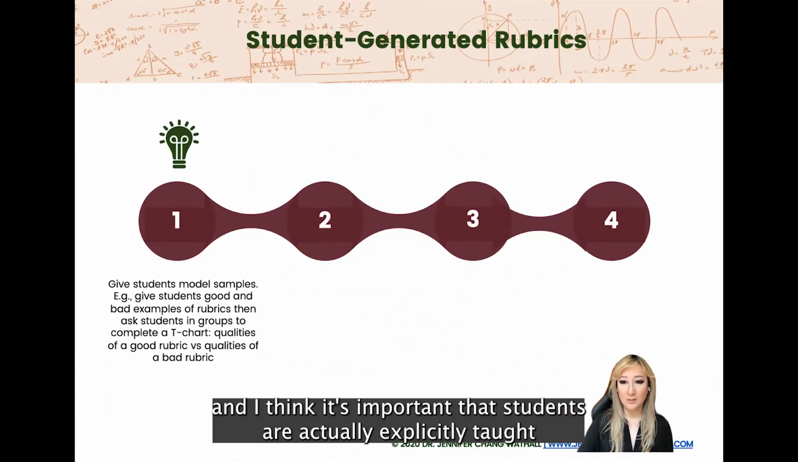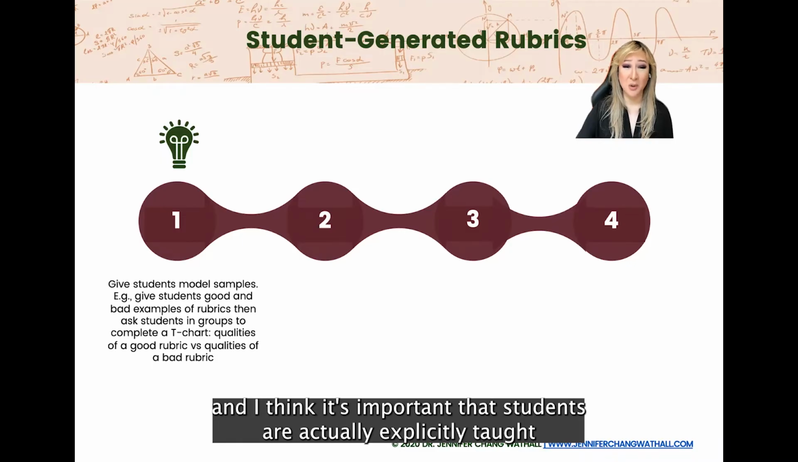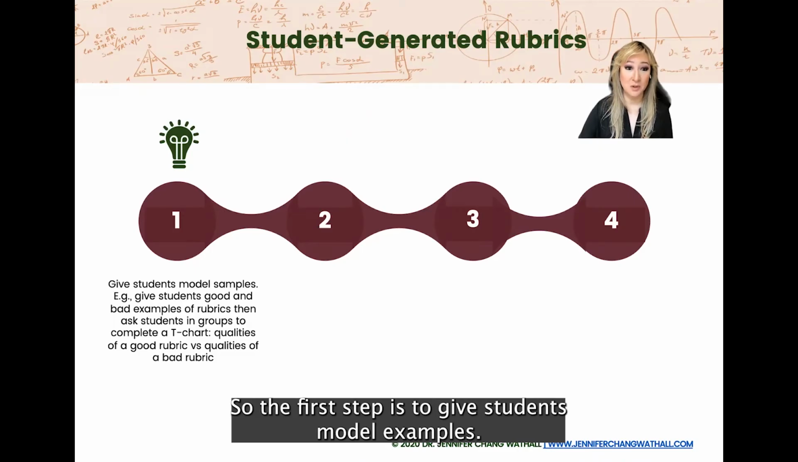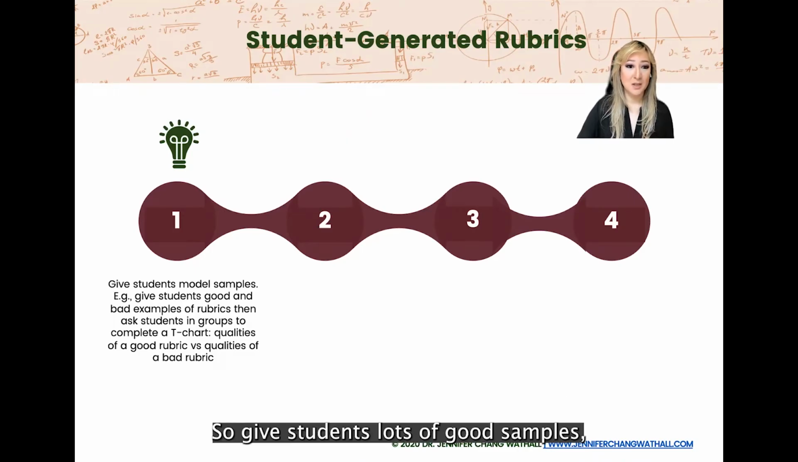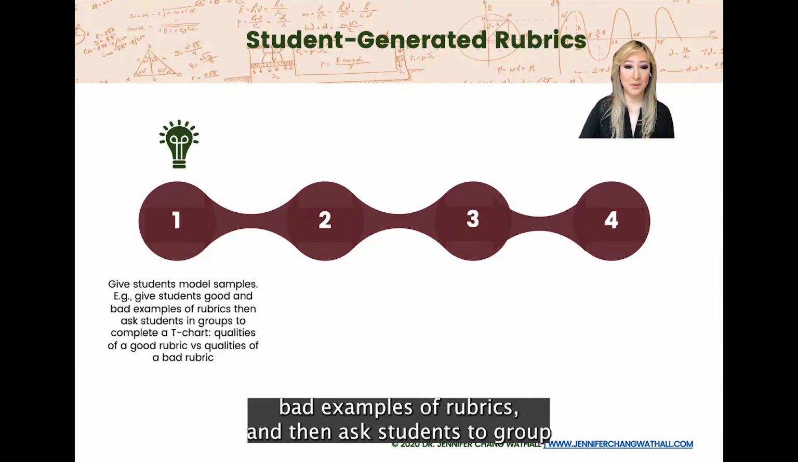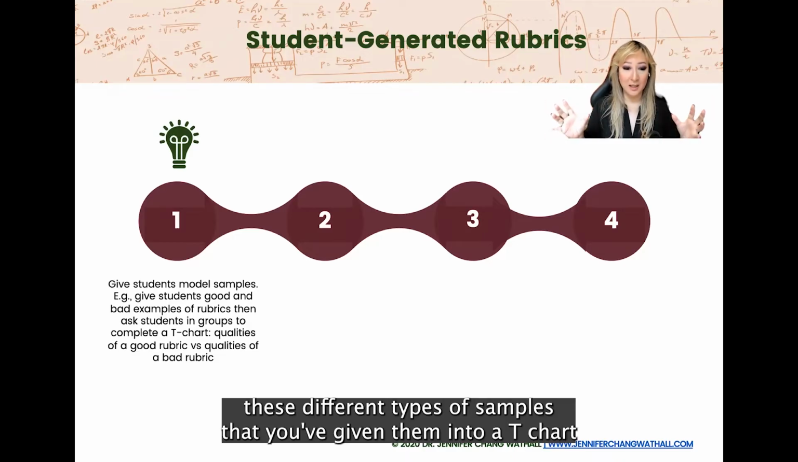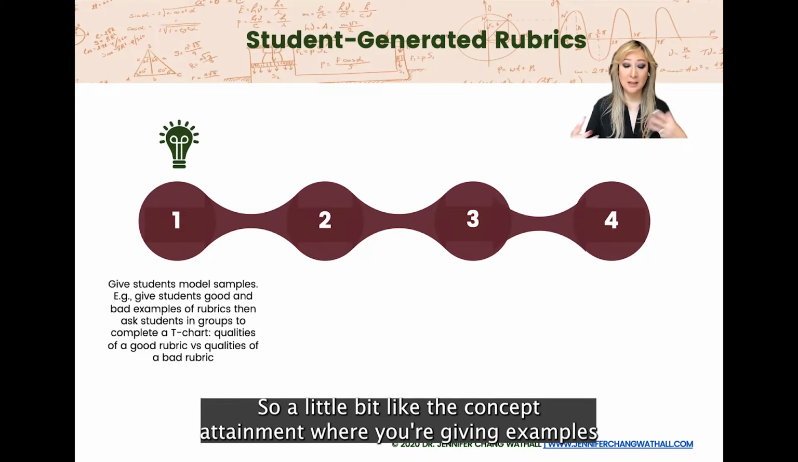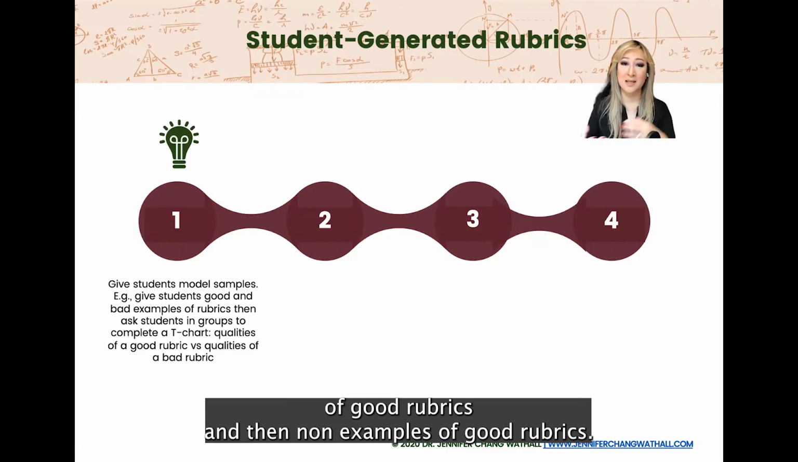And I think it's important that students are actually explicitly taught how to create a rubric in the first place. So the first step is to give students model examples. So give students lots of good samples, bad examples of rubrics, and then ask students to group these different types of samples that you've given them into a T-chart and listing qualities of the good rubric and qualities of the bad rubric. So a little bit like the concept attainment, where you're giving examples of good rubrics and then non-examples of good rubrics.